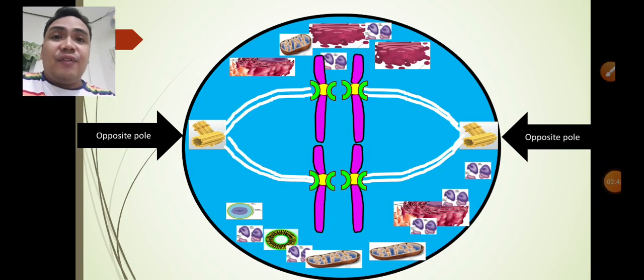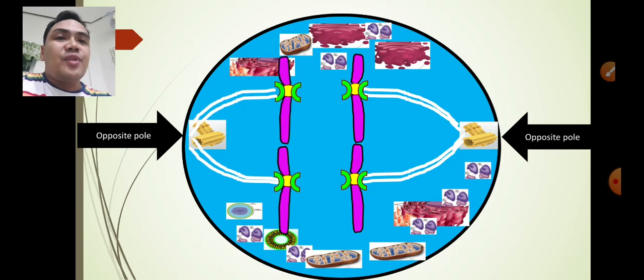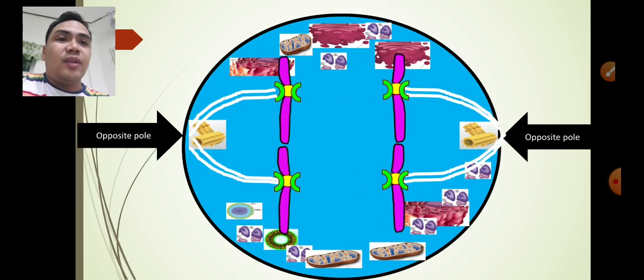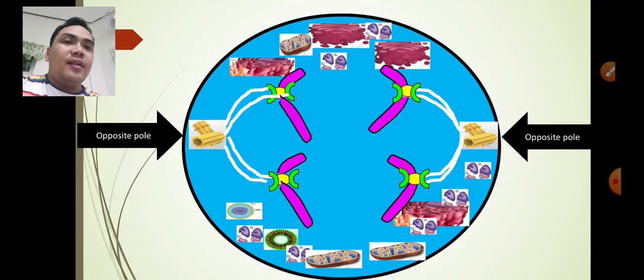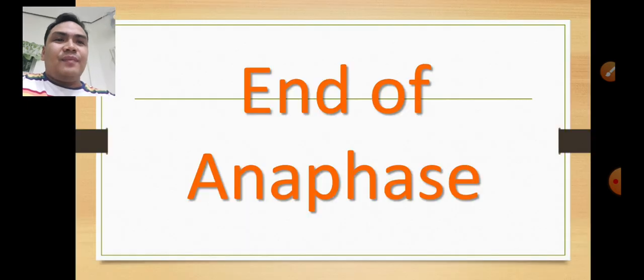Let's try to review the anaphase stage. Number 1, the separation of sister chromatids forming daughter chromosomes. Next, the daughter chromosomes move towards the opposite pole. Third, the kinetochore microtubule becomes shorter when it comes to its length. And finally, as they move away from each other, the cell elongates. And that marks the end of the anaphase stage.